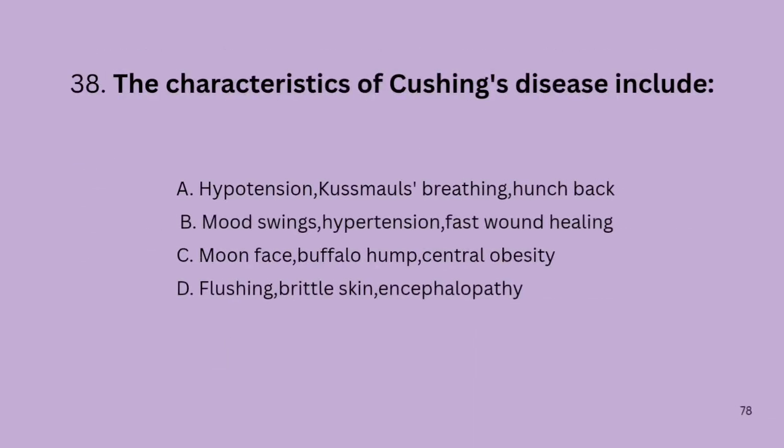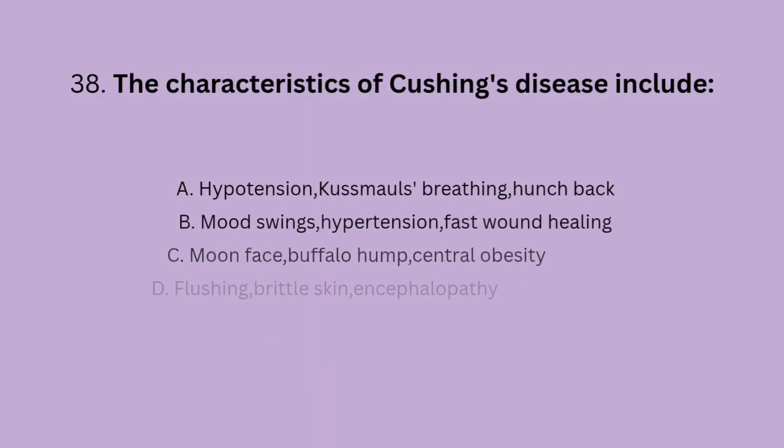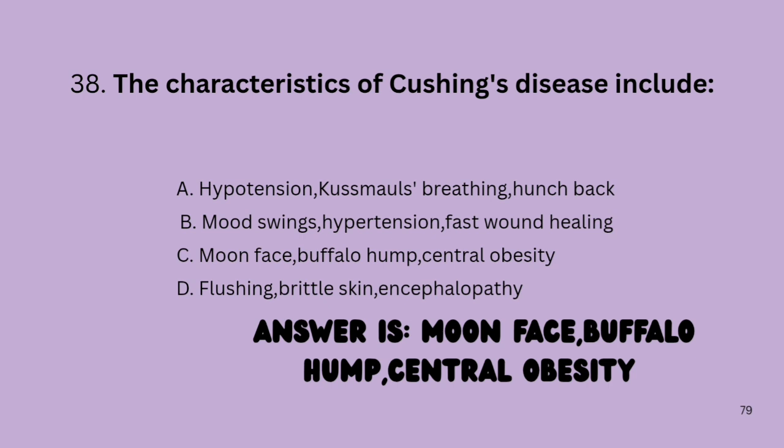Number 38. The characteristics of Cushing's disease include hypotension, Kussmaul's breathing, hunchback, mood swings, hypertension, fast wound healing, moon face, buffalo hump, central obesity, flushing, brittle skin, encephalopathy. The correct answer is moon face, buffalo hump, central obesity.